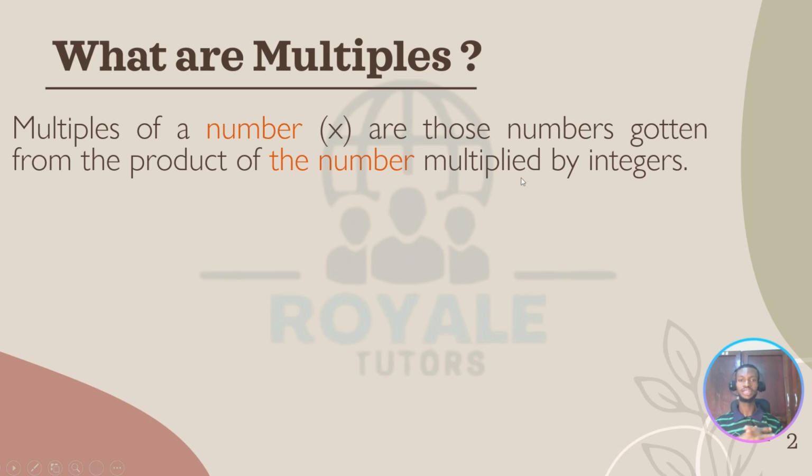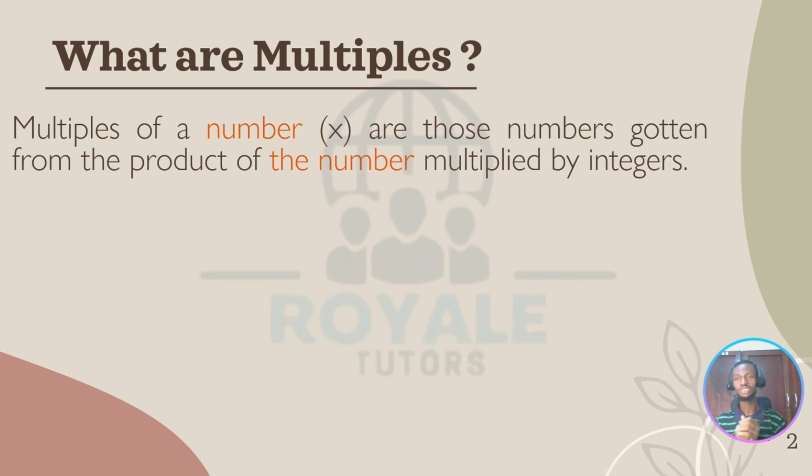Multiples of a number. Imagine the number to be x, it can be 1, it can be 2, it can be 3, it can be 4, it can be 5, it can be 6. But what are the multiples of a number? The multiples of a number are those numbers that you get from the product of the number multiplied by integers. That is, positive integers now, that is 1, 2, 3, 4, 5, 6, 7, and so on. When you multiply them by a particular number, you are able to generate the multiples of the number.